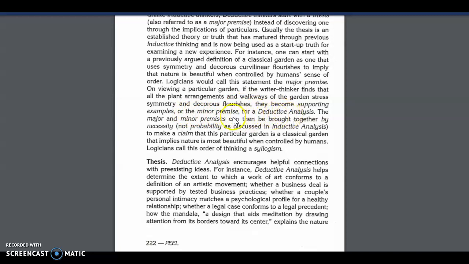This is important here. The major and minor premises can then be brought together by a necessity, not probability as discussed in inductive analysis. Okay, this distinction here is very important. Rather than working from a probability standpoint, okay, think about, hey, I'm working through these sources. Probably, right? Probability states that this could be my thesis. Instead, I like what the Hoffmans are saying here. You are working from a place of necessity, and this is key, right?